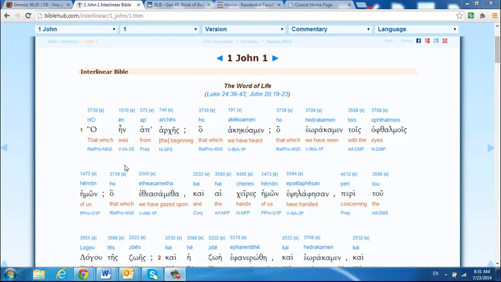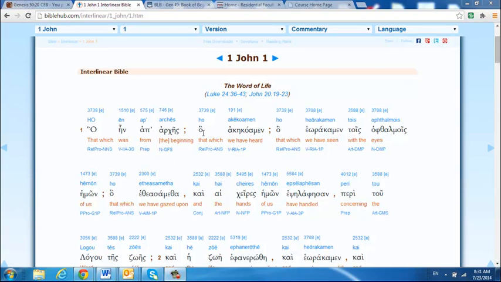So what was ap' arches? Ap' is a preposition that means from, and arches is a noun that means beginning. There's no the there. That's okay. Sometimes in English you have to put a the that isn't there in Greek, and sometimes in English you have to take away a the that is there in Greek. But from the beginning, this has to do with kind of the time component here. What was from the beginning?